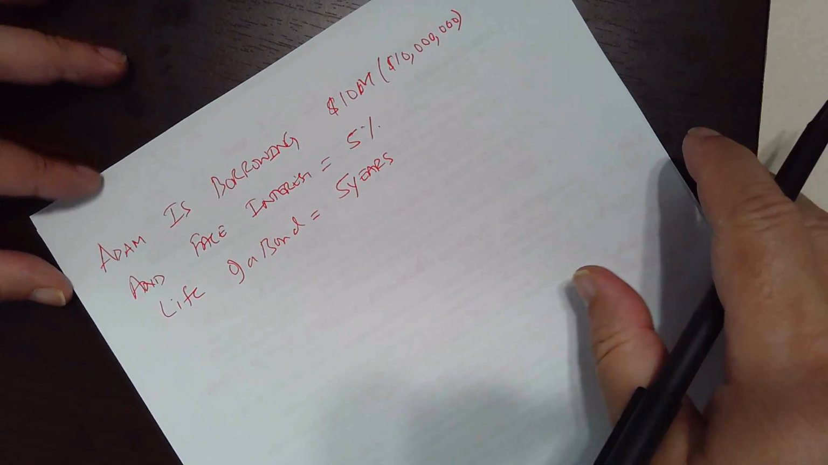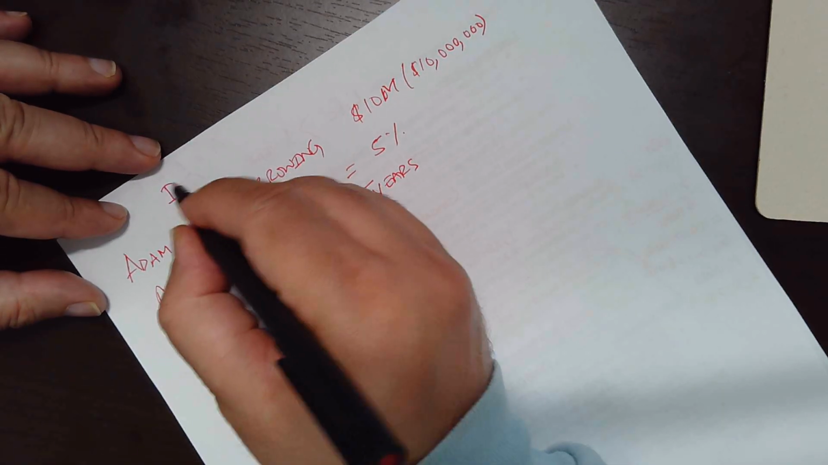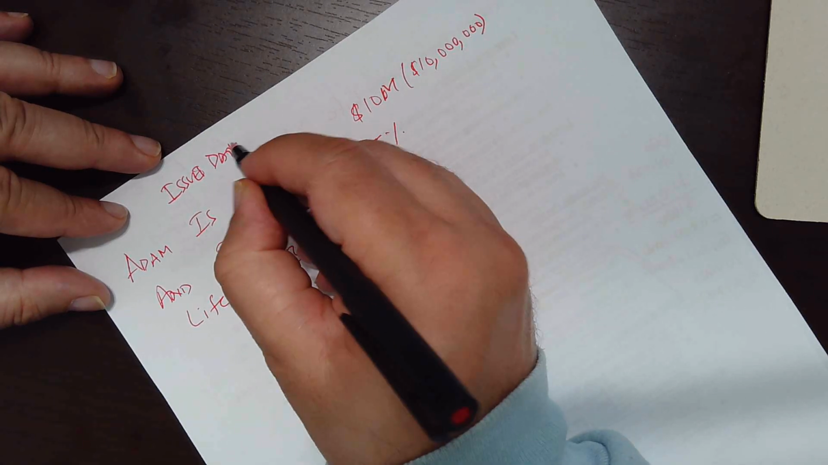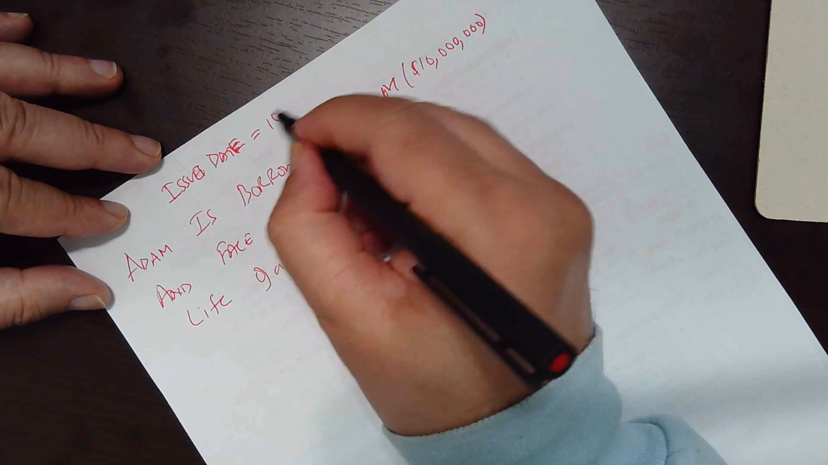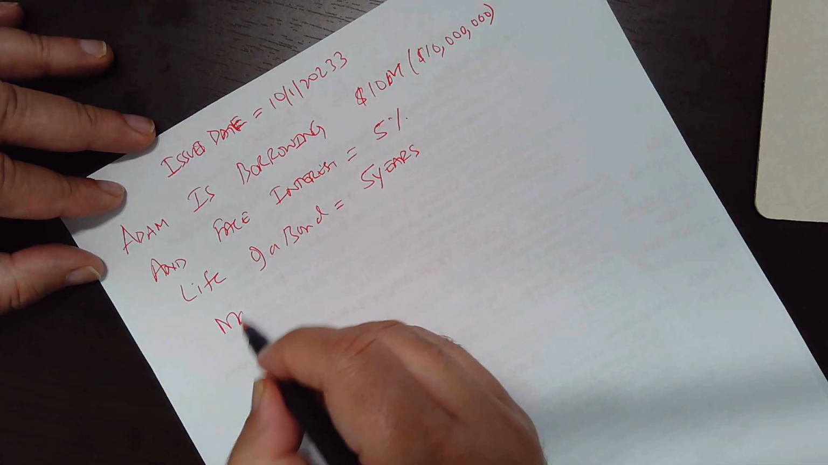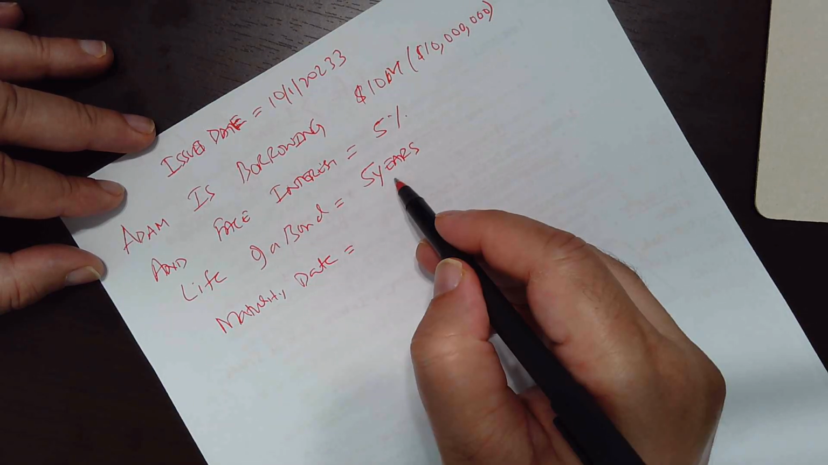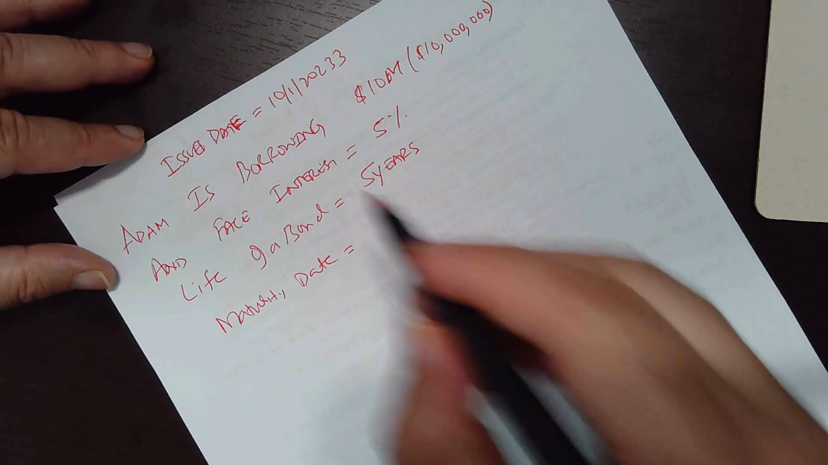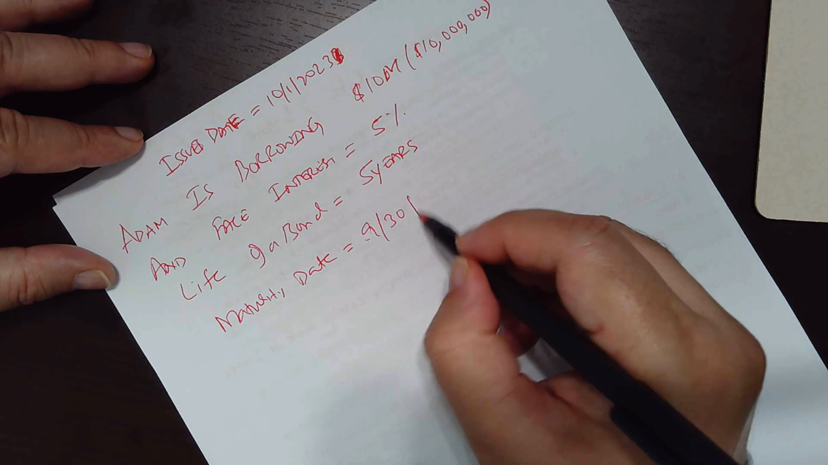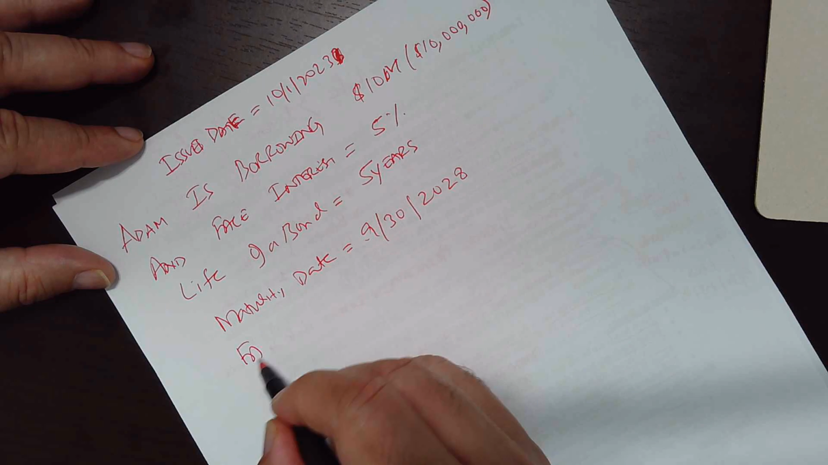So they are borrowing. Suppose the issue date, the date they are borrowing, is October 1st, 2023. So what would be the maturity date? Maturity date would be 5 years from this date. So that would be September 30th, 2028.